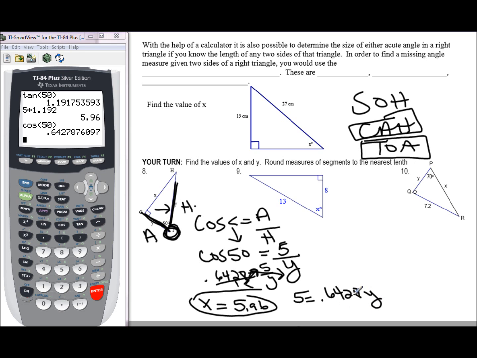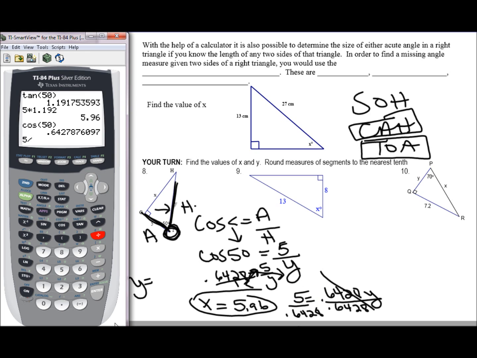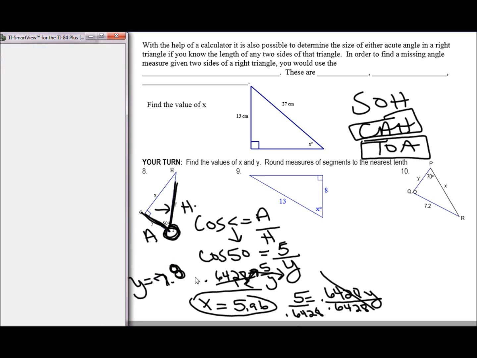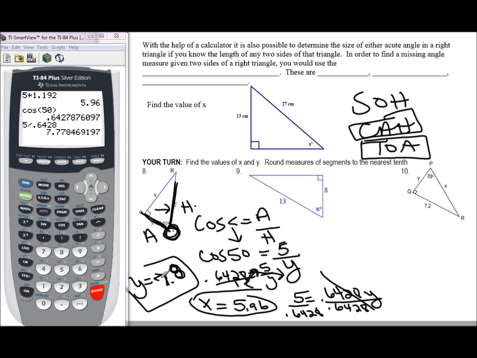We have to get y alone. So we have 0.6428 times y, so we're going to divide both sides by 0.6428 to get y by itself. So that goes away. So we get y equals 5 divided by 0.6428, which equals 7.7, which will round to 7.8. So x equals 5.96 and y equals 7.8.